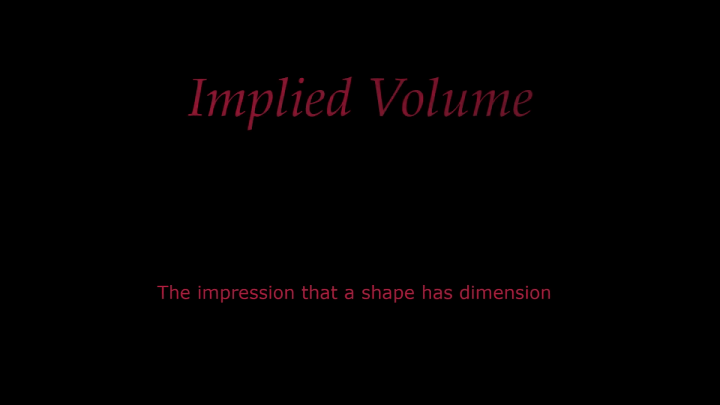Before we can talk about mass, it is important to understand what is meant by volume. When any shape is projected into space, we say that it has volume. This can be actual volume or an implied volume. Implied volumes require lines, shading, color changes, or all three to give the appearance that a shape has dimension.